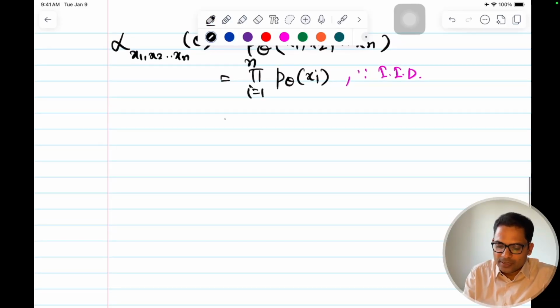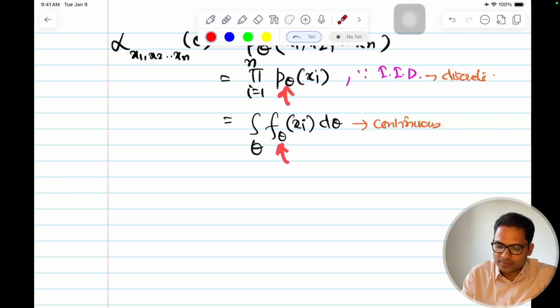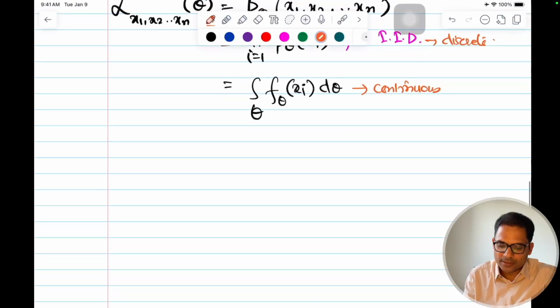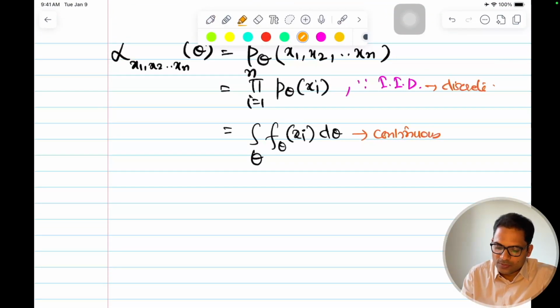And if it is continuous, then it will be the integral over theta of f of theta, xi, d theta. This is for the continuous case, and this is for the discrete case, P theta. This is for the continuous random variable case. This is just for your information, so we'll continue with the discrete case only.